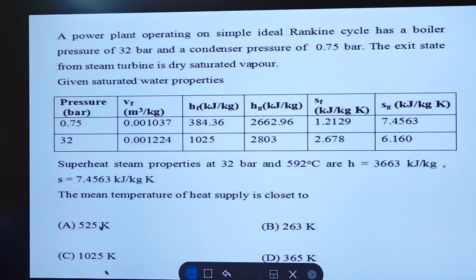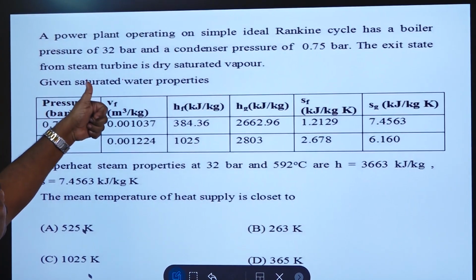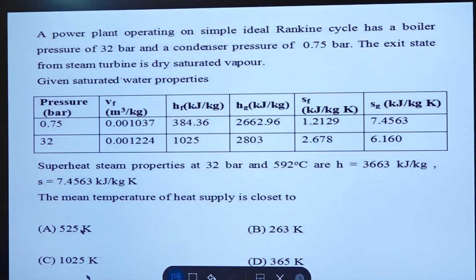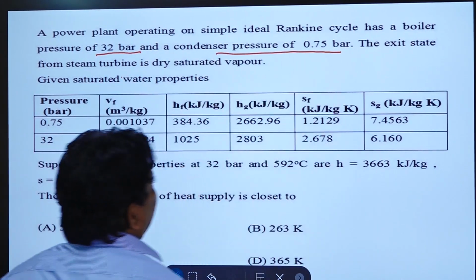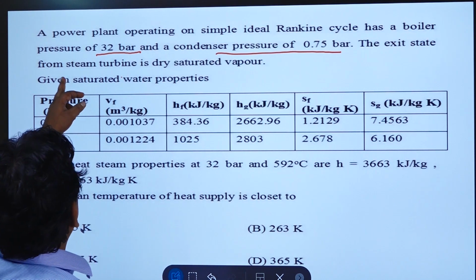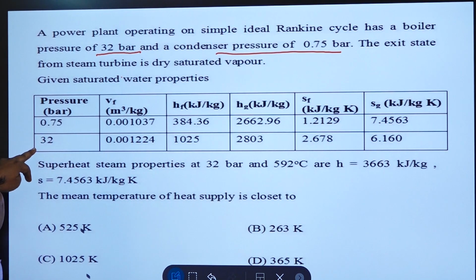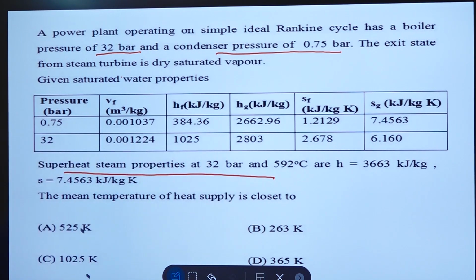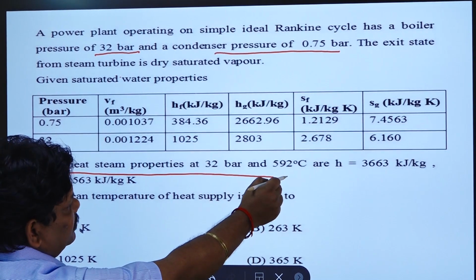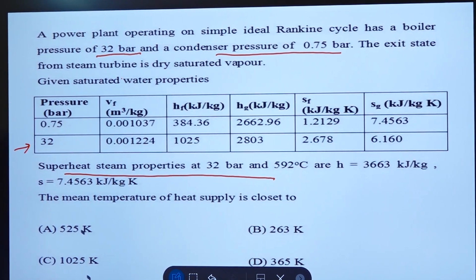So the next problem. This is an objective type question, and the previous one was a numerical type. A power plant operating on a simple Rankine cycle has a boiler pressure of 32 bar and a condenser pressure of 0.75 bar. The exit state from the steam turbine is dry saturated vapor, and the given conditions are here. This is a superheated condition, and for the superheated temperature of 592 degrees centigrade, the H value is given as 3663 and the S value is also given.